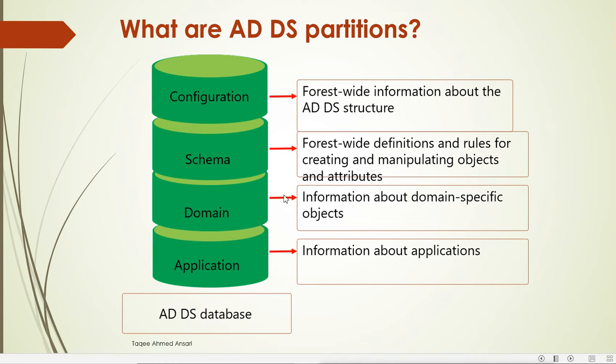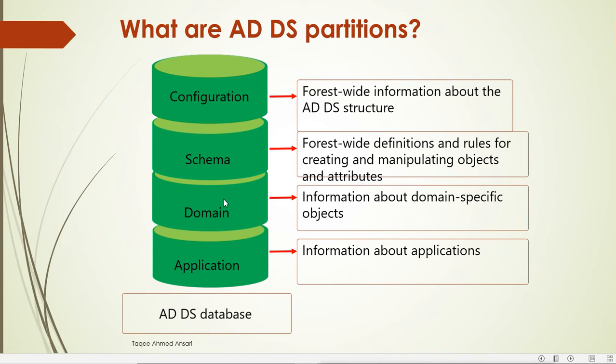Now ADDS partitions. The Active Directory database is divided into different partitions. These partitions are the schema partition, the domain partition, and the configuration partition. And also we have an application partition, which has information about the applications. When we install a big application into Active Directory, it stores the information about that application in the application partition.